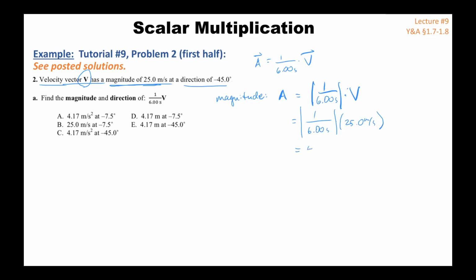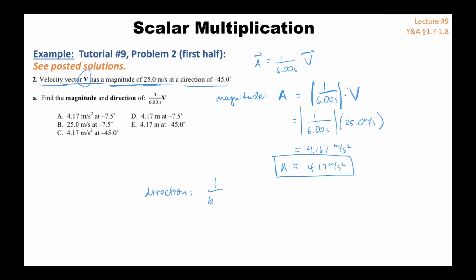And then the answer to this, therefore, is 4.167, so it's about 4.17 meters per second squared. So rounding to, let's say, 3 sig figs, 4.17 meters per second squared. So that's the magnitude of A. How about the direction? Well, ask yourself, are we multiplying by a positive or a negative scalar?